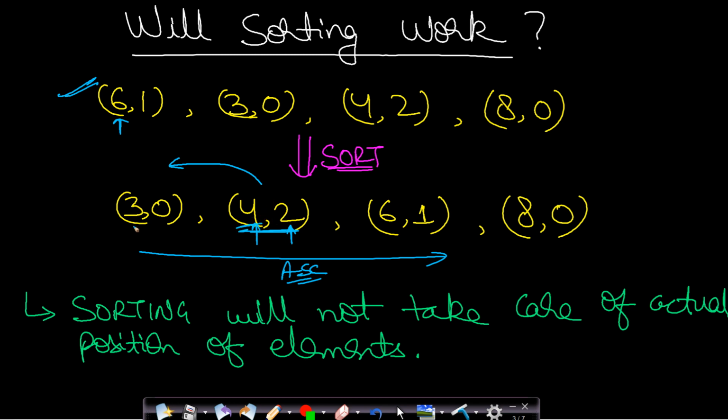But there is only one element, and this element 2 has a height less than 4. So this should have been 0. Otherwise, if this is 2, then this is not at its correct position. So sorting will not take care of the actual position of the elements. So let us now see what technique we can apply.